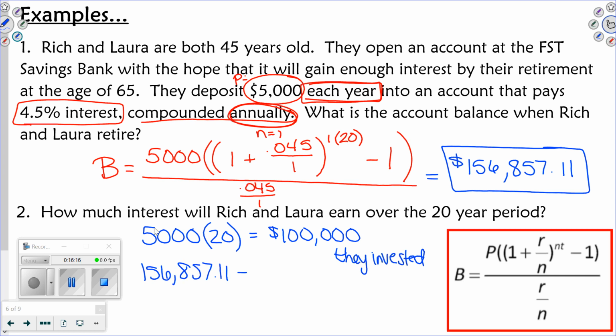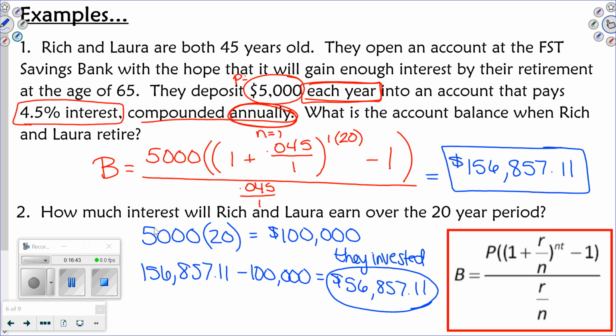So I take their final balance, and I'm going to subtract the 100,000 that they put in. So they actually earned, still really good though, $56,857.11 in interest. This is different. Normally, we would just take however much, like the p-value, subtract it, you'd be good to go. But you got to stop and think. They're putting it in periodically. So you really have to think how much they're putting in.